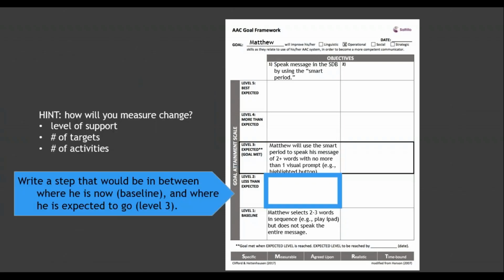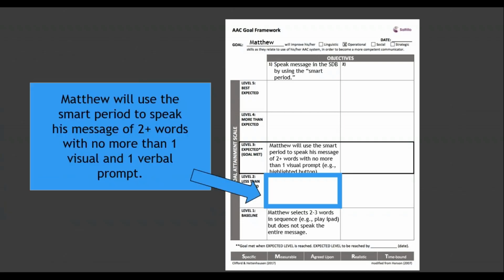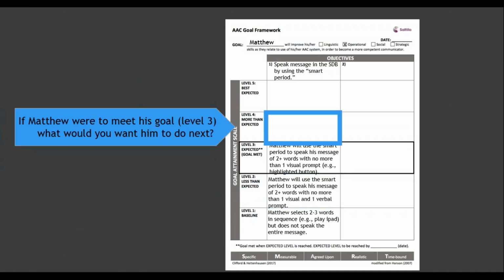And then we would write a step, level 2, in between where he is now at his baseline and where he is expected to go at level 3. And things you can change are, for example, targets or activities, support. So here's one option. We decided to go with that Matthew will use the SMART period to speak his message of 2 or more words with no more than 1 visual and 1 verbal prompt.